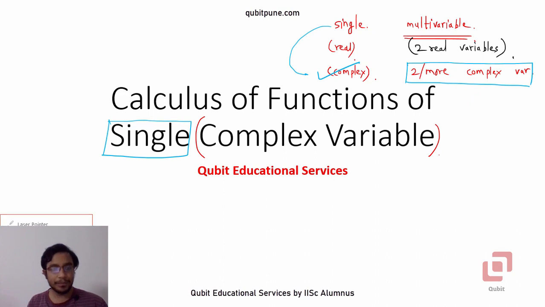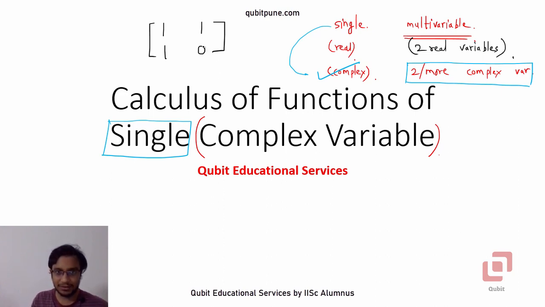So if we think of a matrix, then we already know single variable functions where the variable is real, and multivariable functions where the input variables and the output variables are real, and today we will be starting with functions and calculus of single complex variables. So the only thing that we will not study is the calculus or functions of several complex variables. So we'll start now.